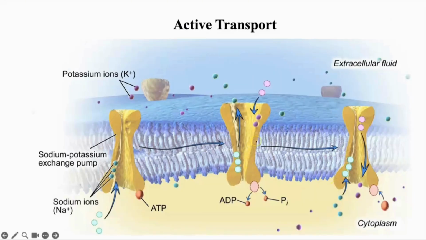Now, active transport. As I already told you, osmosis and diffusion come under passive transport. That means it does not require energy. In active transport, the molecules move from lower concentration to higher concentration, and here it requires energy. The energy is given by ATP. So these are the membrane channels which help in the transport of ions across the cell membrane.